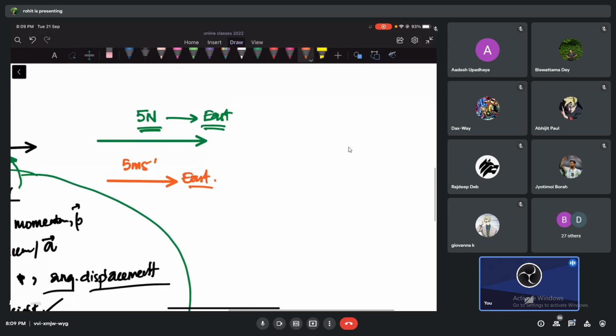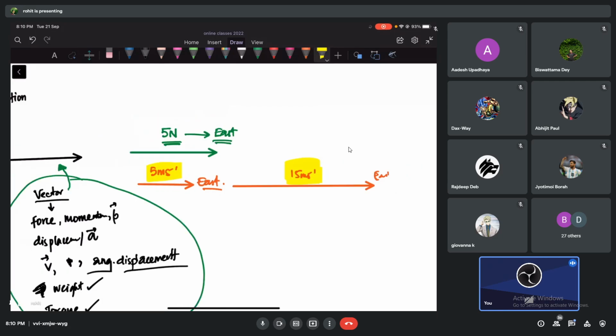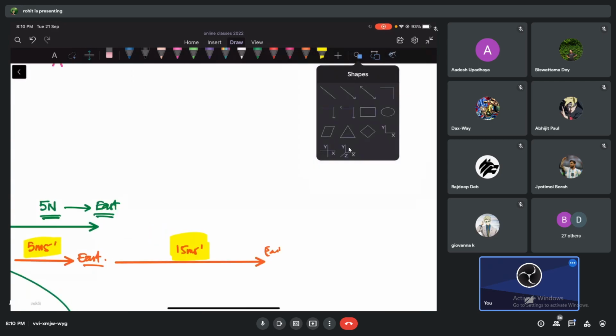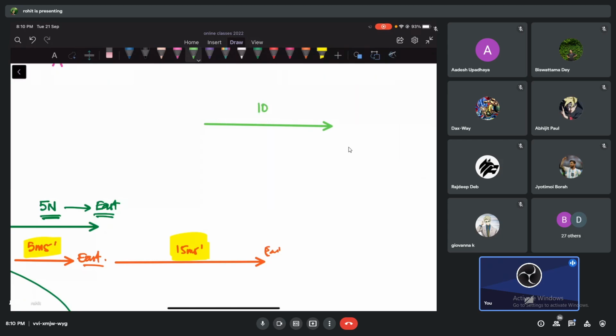I can show you another velocity which is a much greater velocity. I can call it 15 meters per second in the east direction. So the moment I talk about larger velocities, I have to draw longer arrows. That is how we represent a vector. Very quickly, I'll ask you one simple question. If this is a vector representing 10 newtons of force in the east direction, what will you call this, guys?